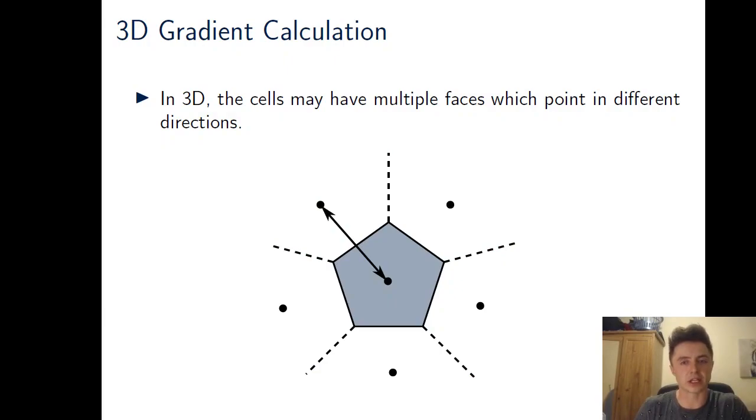And just to get you thinking about it, a reminder that in 3D our cells may not necessarily be squares or rectangles. We could have triangles, or we could have a general polyhedral cell with n sides. So the picture I've got for you here is an image of a pentagon. That's a 5-sided cell, and you can see that that pentagon there has 5 neighbors which aren't really aligned with any of the axes, and we'd like to calculate the gradient at the centroid of this cell here.